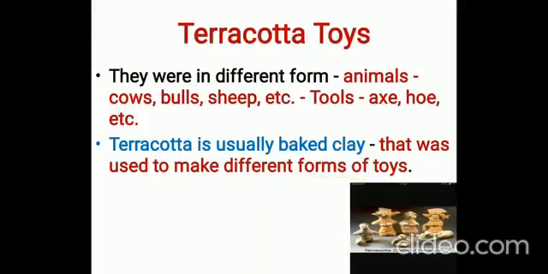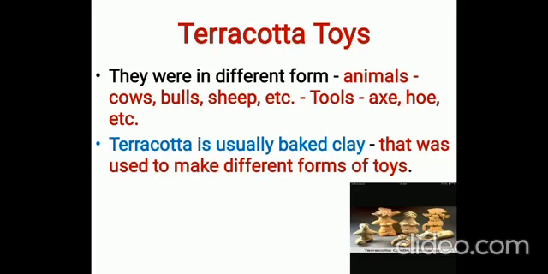They were in different forms, like animals: cows, bulls, sheep, etc. Like tools: axe and hoe, etc. A hoe is a tool used in gardening, for digging the soil from the land.